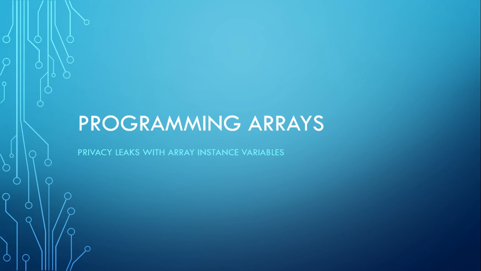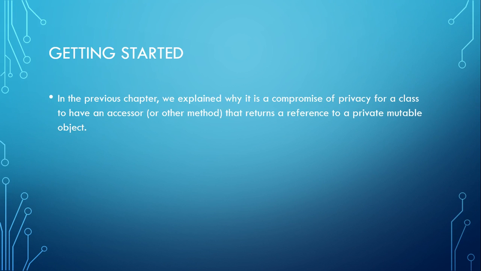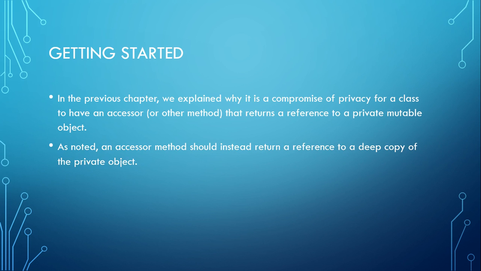Today let's discuss privacy leaks with array instance variables. So, getting started. In the previous chapter we explained why it is a compromise of privacy for a class to have an accessor or other method that returns a reference to private mutable objects. We called that subsection privacy leaks, and that's what we're building on here.